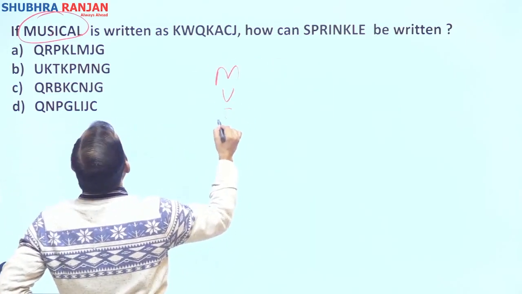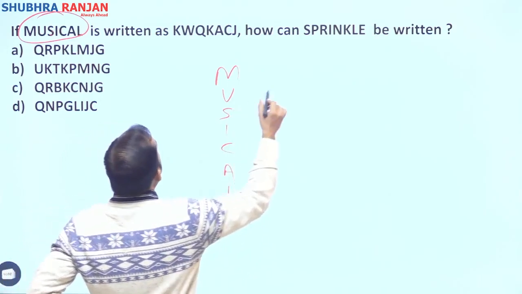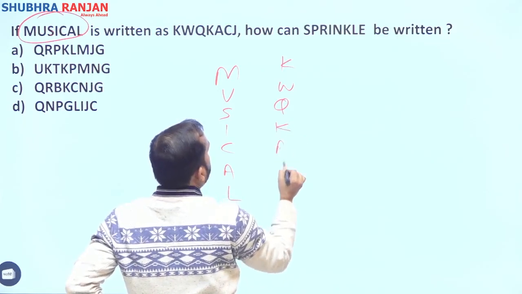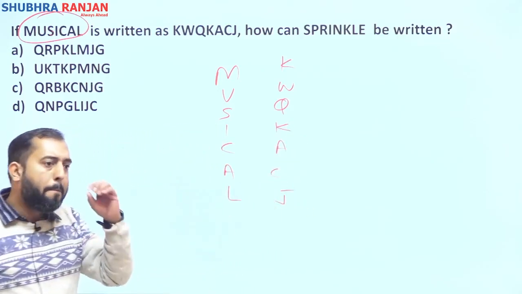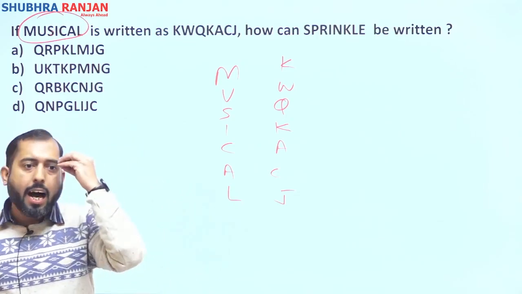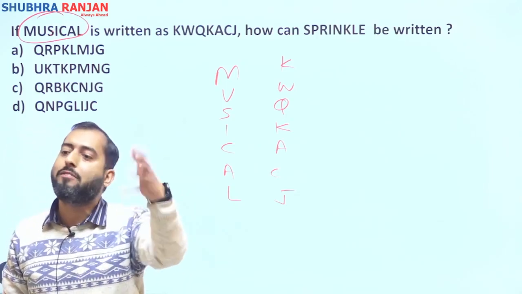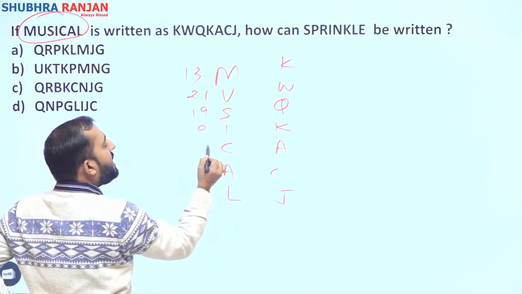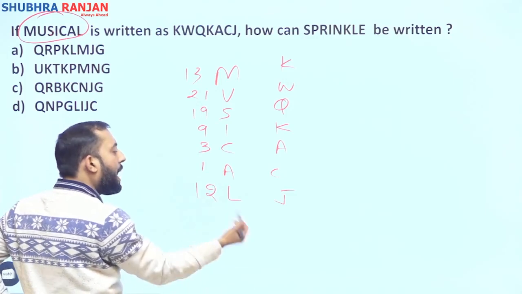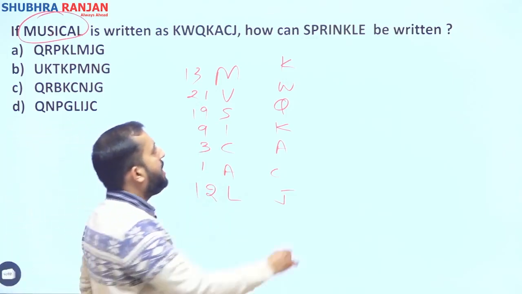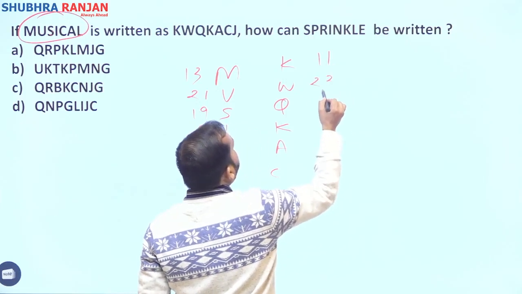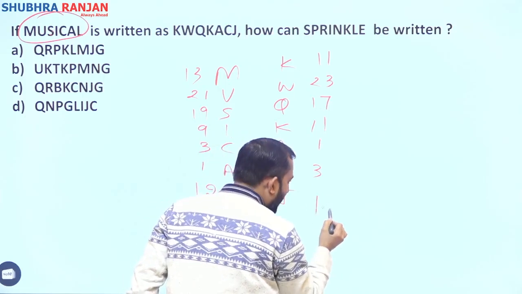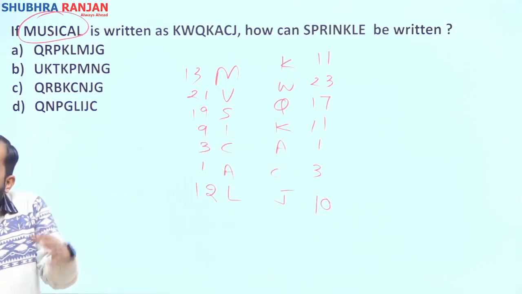Okay? So, option A can be the answer. So, M-U-S-I-C-A-L. This is the given word. And K-W-Q-K-A-C-J. This is the code. Now, my funda is always one: I am very good with numbers. So, I will write their alphabetical ranks first. M13, U21, S19, I9, C3, A1, L12. Right? K11, W23, Q17, K11, A1, C3, J10.